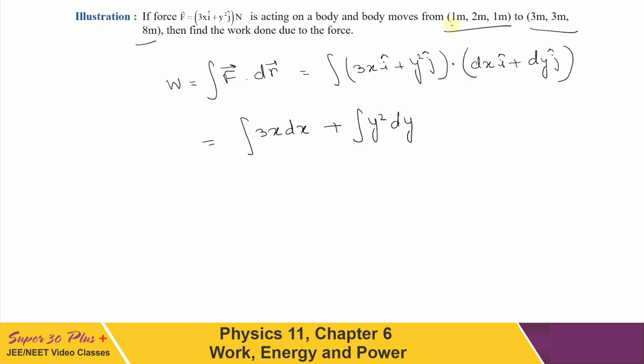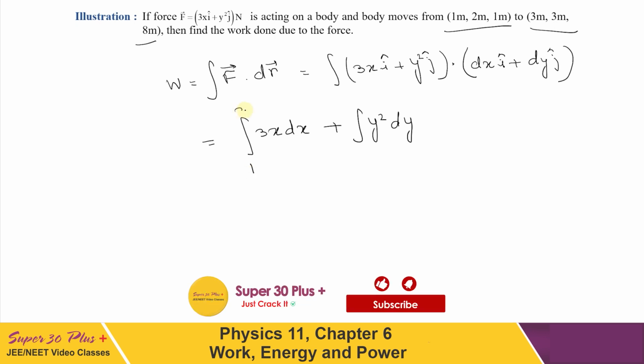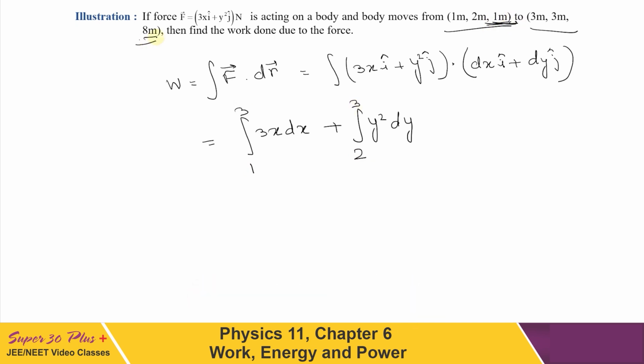The x coordinate initial is 1 and final is 3. The y coordinate initial is 2 and final is 3. As you can see, along z also it has travelled some distance, that is equal to 7 meter. But since force is not there in the direction of k, there will be no work for that kind of displacement.